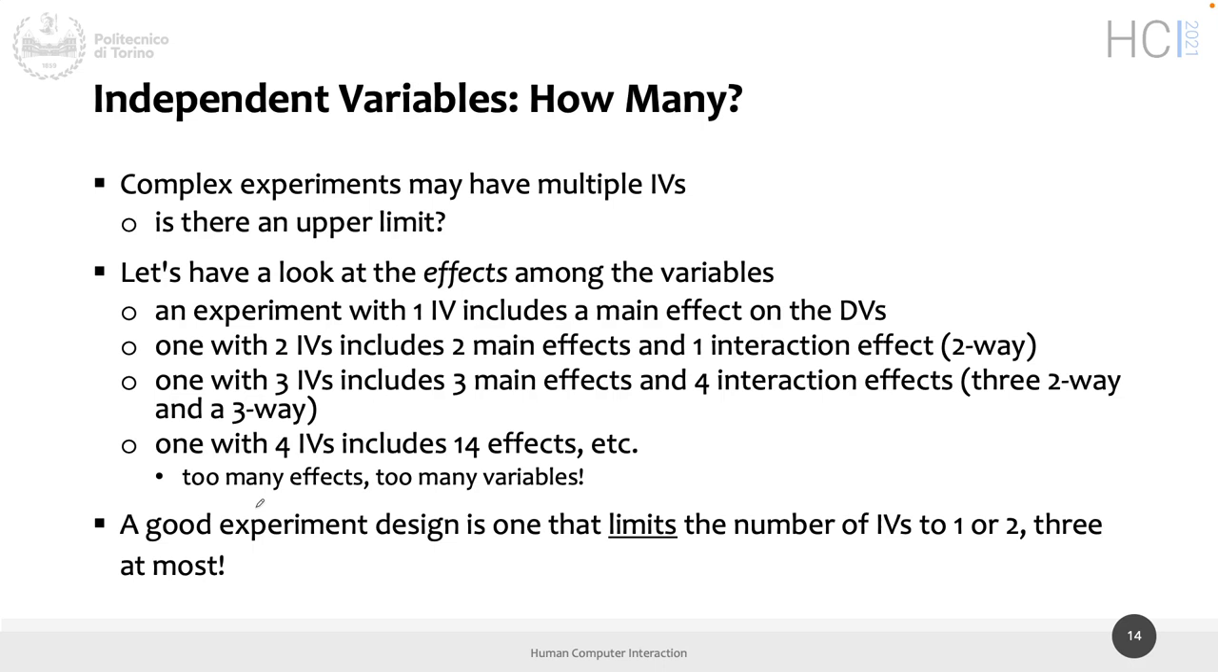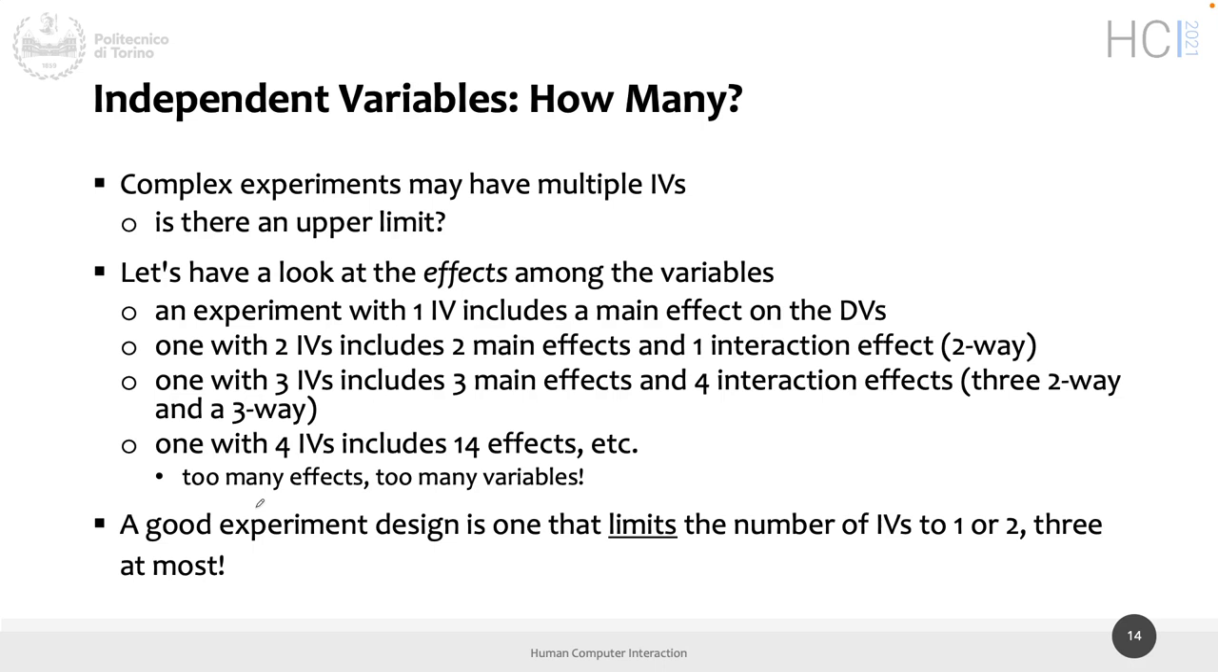Look what happens with four. You have 14 effects. So the number already doubled with respect to the seven of the three. So if you have more than four, probably 20, 30 effects to consider for your results. So in the end, you have too many effects and too many variables. And these effects could impede you from completing the analysis, from reaching a result on your hypothesis, to prove or disprove your hypothesis, because there are too many things running in parallel to say, yes, the three item menu is faster than the seven item menu.